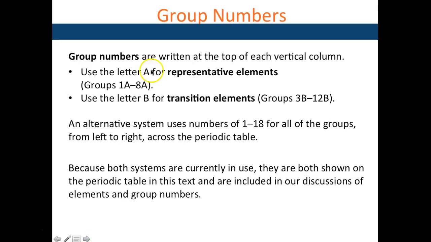Okay, so the group numbers are at the top of the columns. And so these are my preferred labels for the group numbers. And then you have the B group elements, the transition elements. We'll be talking more about the representative elements, especially when we look at bonding, etc. Transition elements, we do encounter them a little bit, but not as much as the representative elements. This alternative system of numbering, you can use it. However, again, my preference is using the old numbering system.